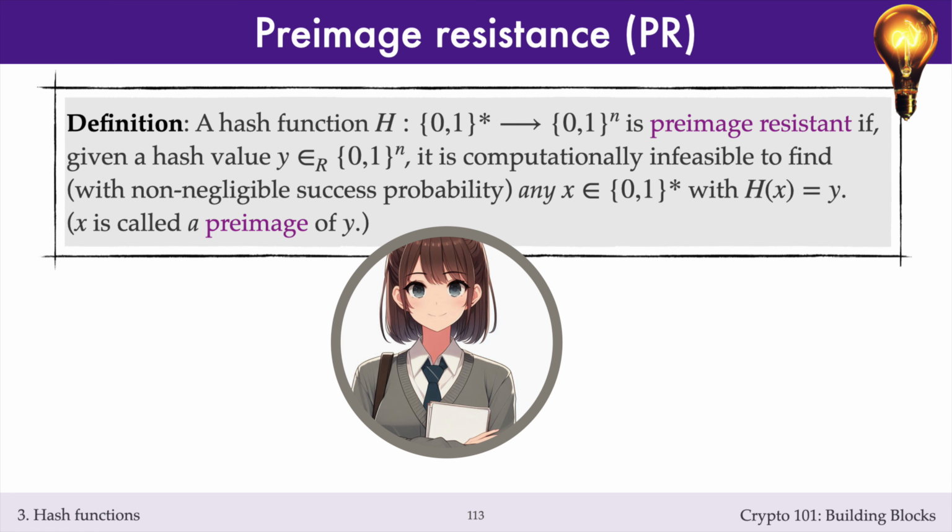Allow me to interject that in the definition, the success probability is assessed over the selection of the challenge y and the coin tosses made by the preimage finding algorithm. The requirement that the preimage finding algorithm find a preimage with non-negligible success probability is needed to rule out trivial preimage finding algorithms that are very fast but only succeed with negligible probability. For example, the preimage finding algorithm that, when given a challenge y, simply selects a random message x and outputs x, will only be successful with probability roughly 1/2^n, which is negligibly small.